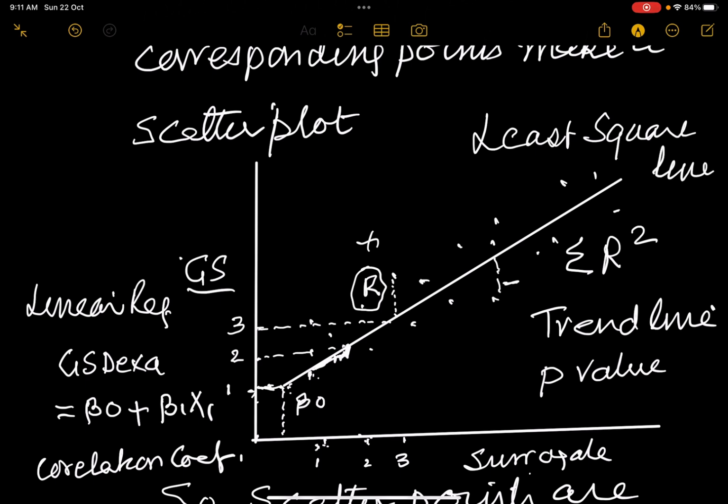It is the least square line because each scatter point has a distance from this line, which is called the residual, what could not be explained by the trend line. And this residual can be plus or it can be minus. To take off the plus minus sign, you square the residual and you sum them up, and this sum tells you how much the trend line cannot explain the gold standard.